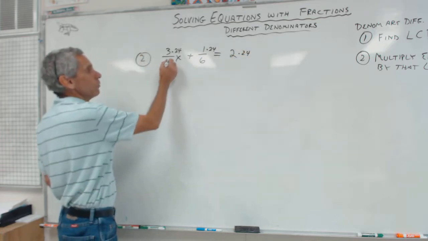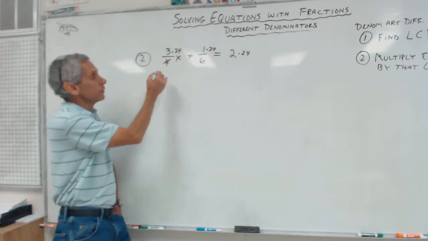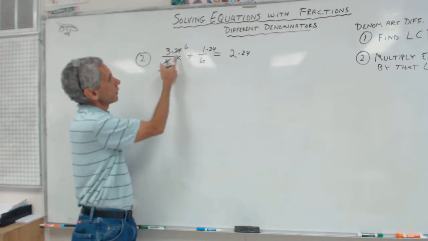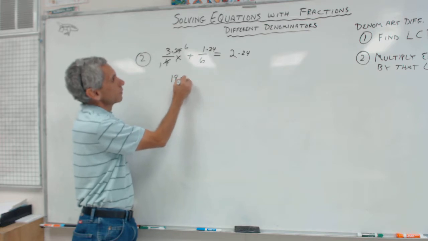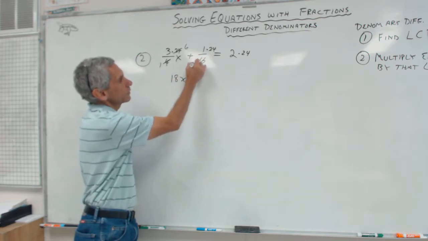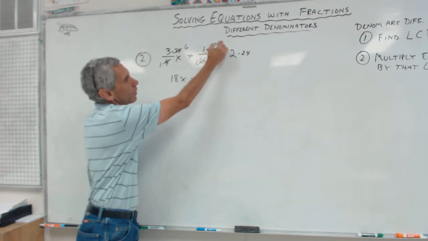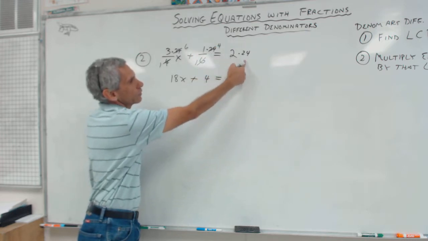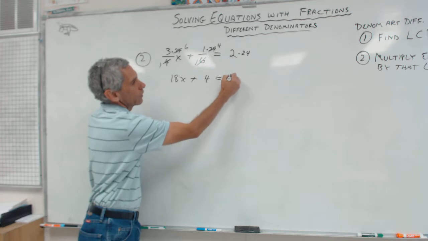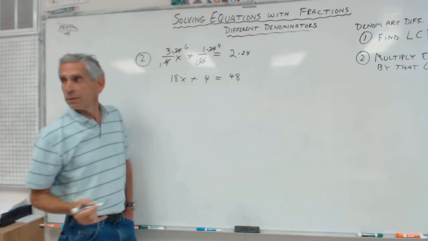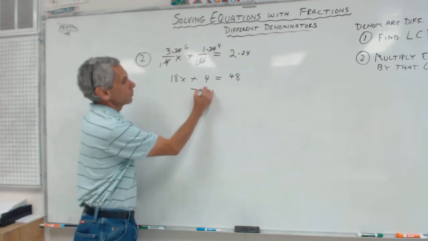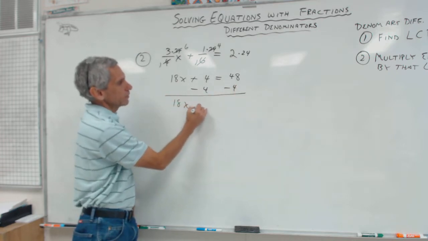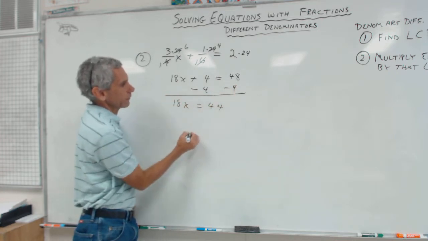Right? So 4 goes into 4 once. 4 goes into 24 6 times, right? So that gives me 18x. Plus 6 goes into 6 once. 6 goes into 24 4 times. 4 times 1 is 4. Equals 2 times 24 is 48. Right? You with me? Minus 4, 18x is equal to 44, right?